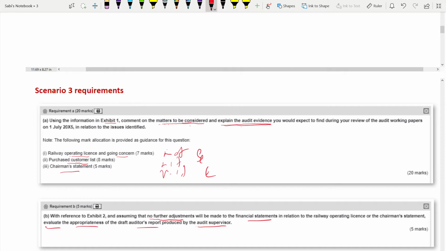So you have 7 marks. Now you have to decide how many points you are going to write for evidence and how many points you are going to write for the matters that have to be considered. For example, let's say you are writing 4 points for matters and 3 for evidence, or it could be 3 for matters and 4 for evidence.